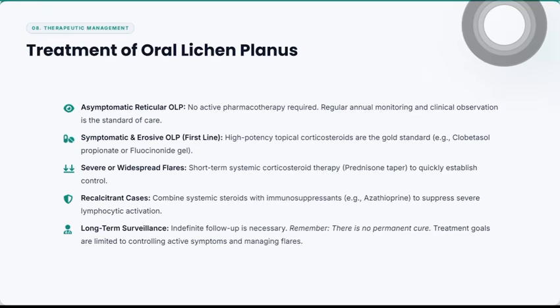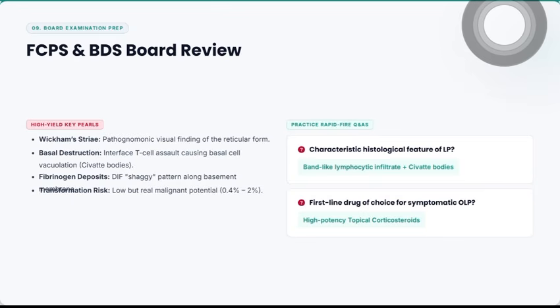Now, moving on to the important slide, some high yield points plus MCQs. Here are the most important high yield points for FCPS and BDS exams. Diagnostic clinical sign is Wickham striae. Histological hallmark is band-like T-cell infiltrate plus Civatte bodies. Immunofluorescence finding is shaggy fibrinogen at basement membrane. Malignant transformation rate is 0.4 to 2%. Drug of choice for erosive OLP is topical potent steroids.